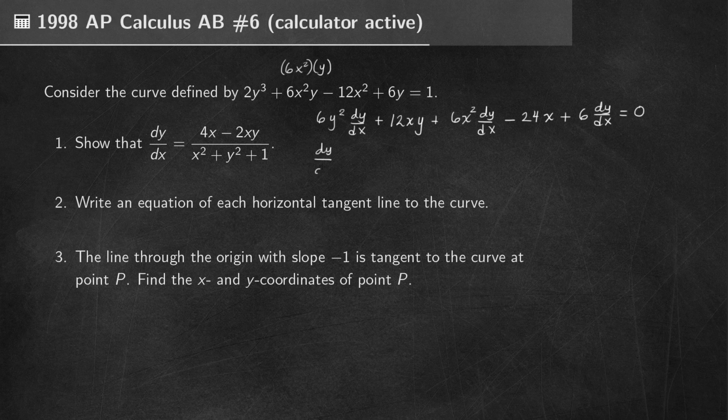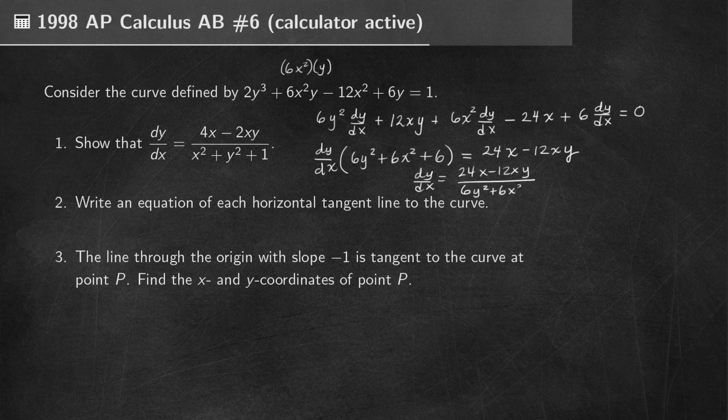So now let's factor out dy/dx from the terms that contain dy/dx. So we get dy/dx times (6y squared plus 6x squared plus 6) equals, and then the terms that did not have dy/dx, I'm going to move over to the right-hand side. So I'm adding 24x to both sides, and then I'm subtracting 12xy on both sides. And now to solve for dy/dx, I'm going to divide both sides by 6y squared plus 6x squared plus 6. So we get dy/dx equals (24x minus 12xy) over (6y squared plus 6x squared plus 6).